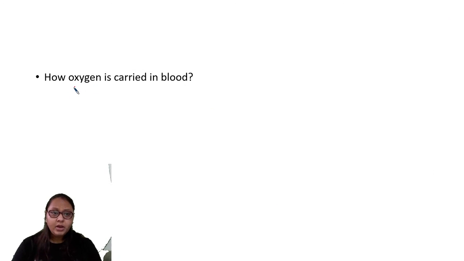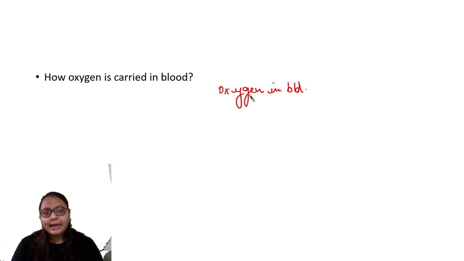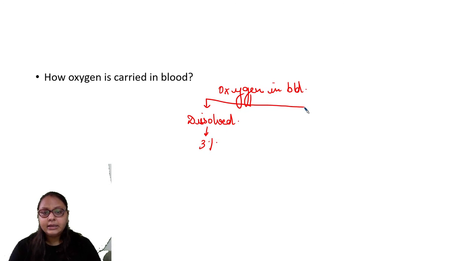Now, I have already discussed in detail in the first class how oxygen is carried in the blood. The oxygen in the blood is carried in two forms. It is carried in the dissolved form in the plasma, and that is 3%. And the other is bound to hemoglobin.